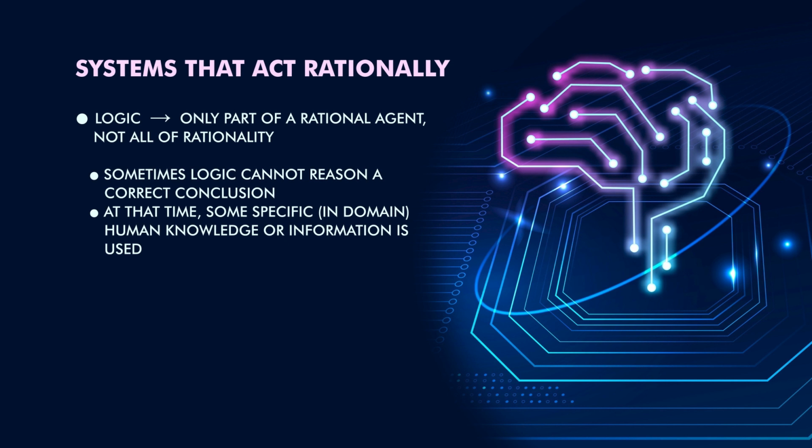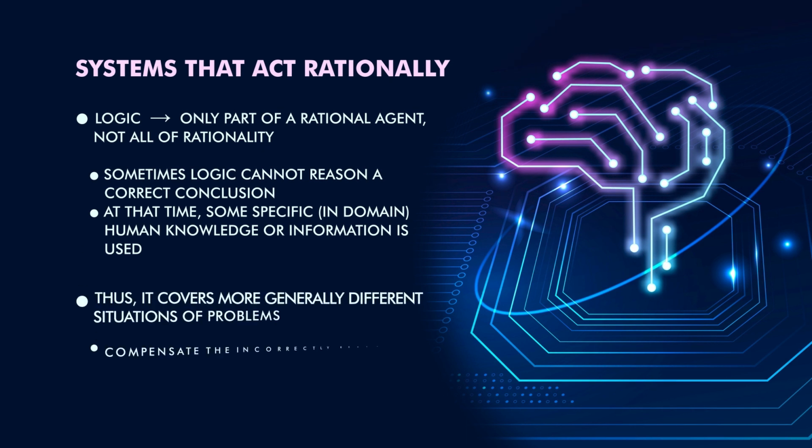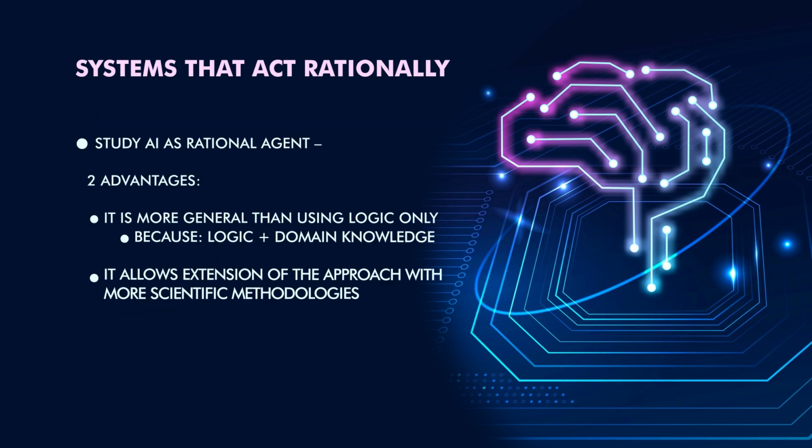Sometimes logic cannot reason a correct conclusion. At that time, some specific human knowledge or information is used. Thus, it covers more generally different situations of problems, compensating the incorrectly reasoned conclusion. Study AI as rational agent.